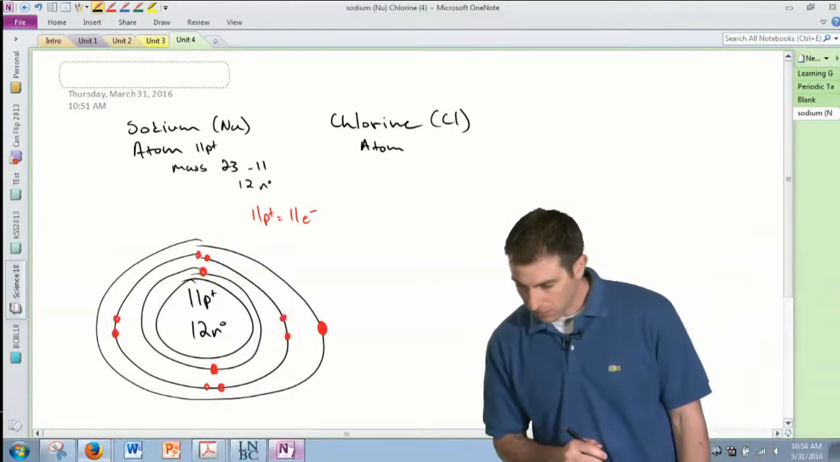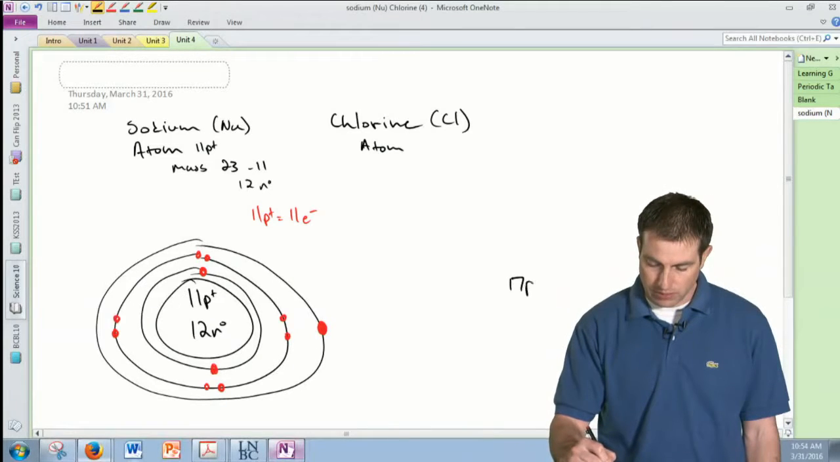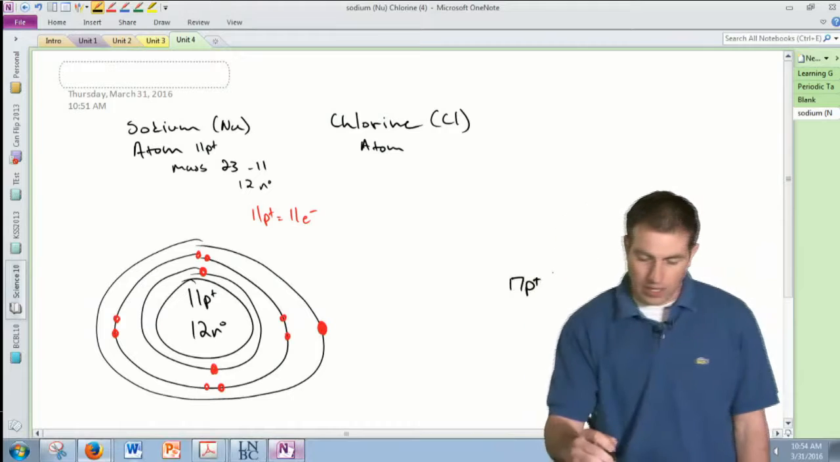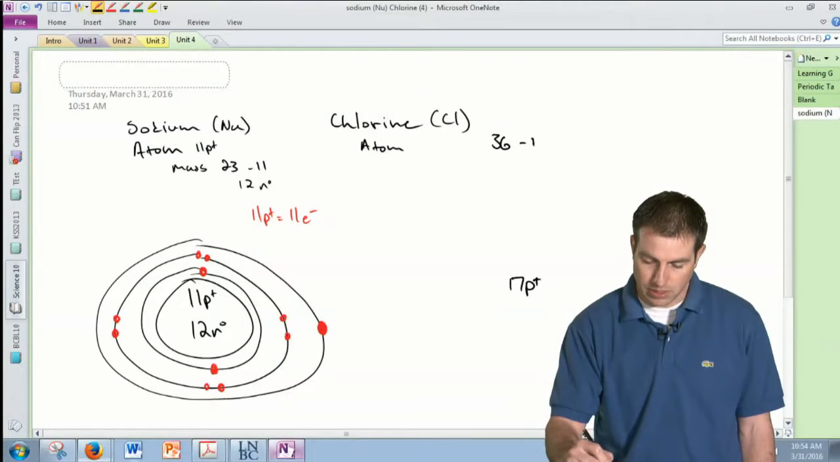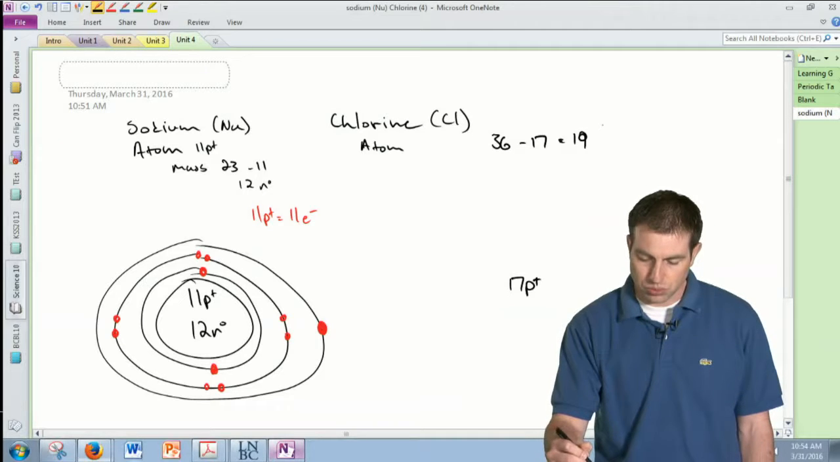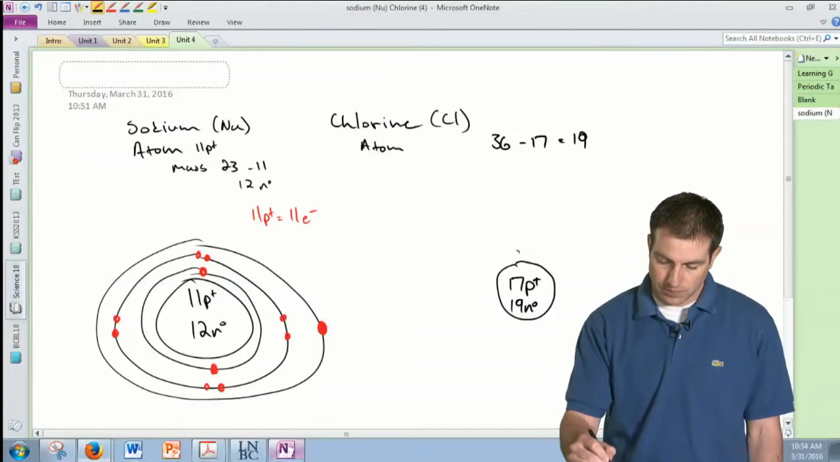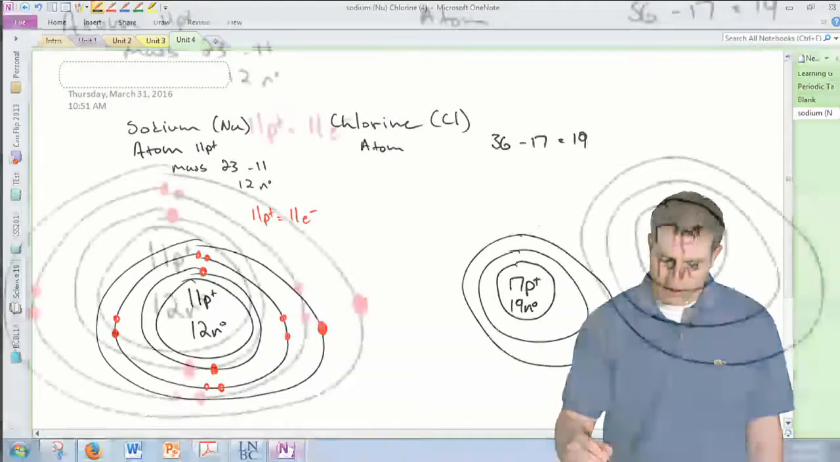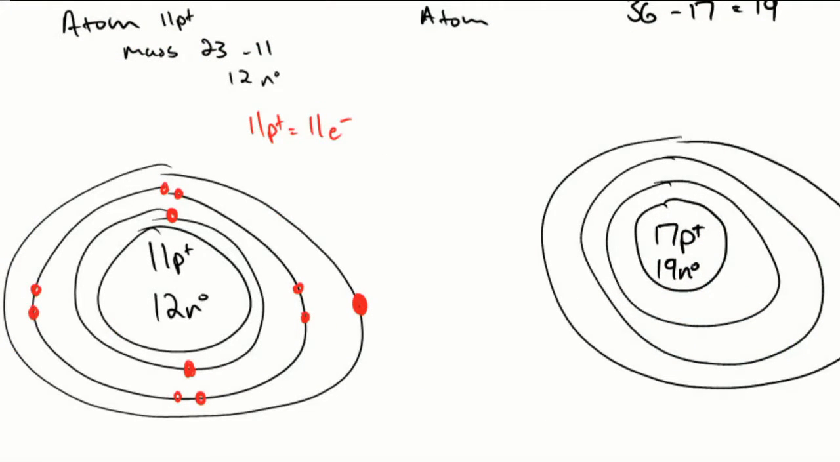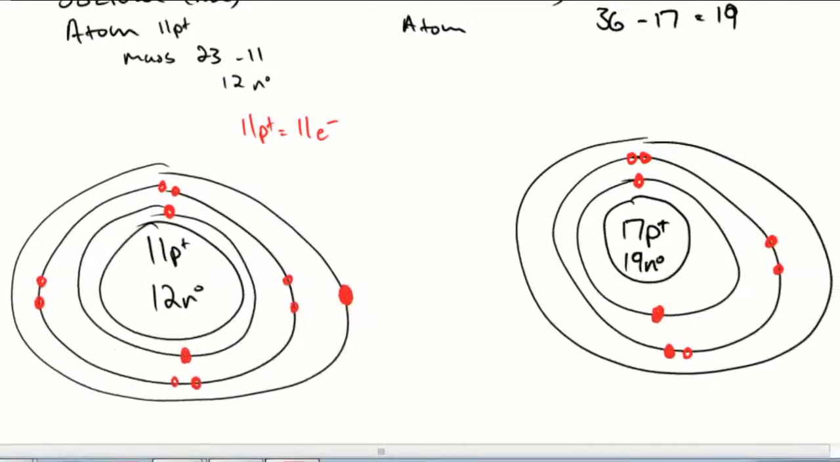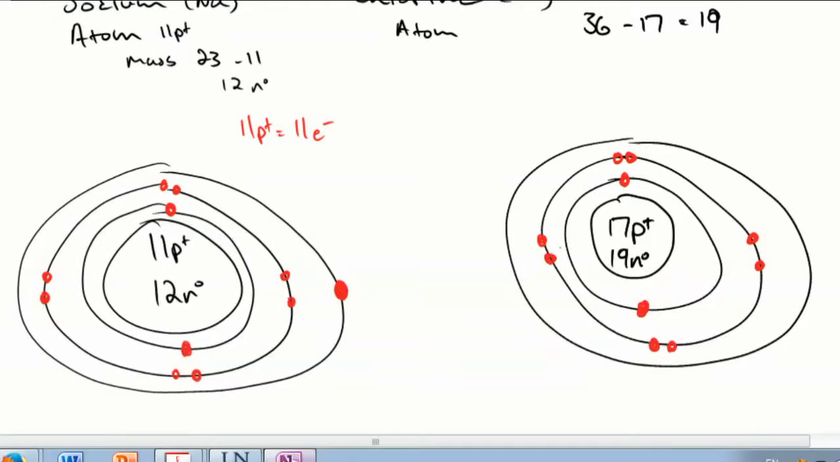Chlorine on the periodic table is element number 17, so it has 17 protons. It has a mass of 35.5, so we'll call that 36 minus 17. I think we drew this guy yesterday even. So there's my nucleus. All right, so first shell has 2. There's 2. Second shell has 8. 3, 4, 5, 6, 7, 8. And then my third shell, because I have 17 protons, I'm going to have 17 electrons.